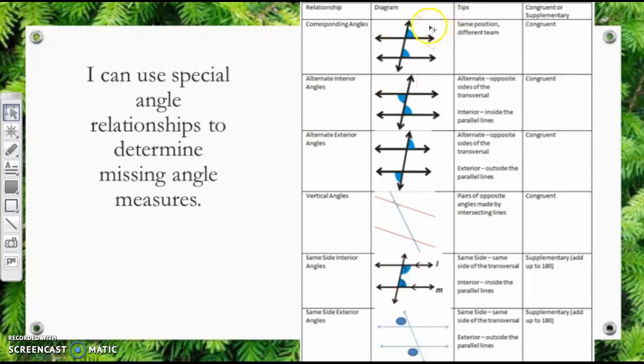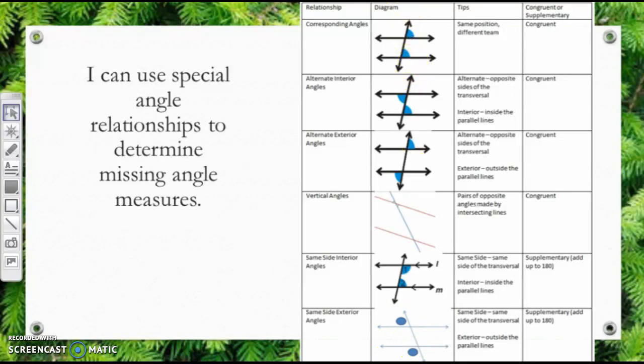All the rest of these up until now are congruent. So corresponding, alternate interior, alternate exterior, and vertical angles are all congruent. Same side interior is supplementary, and same side exterior is also supplementary.